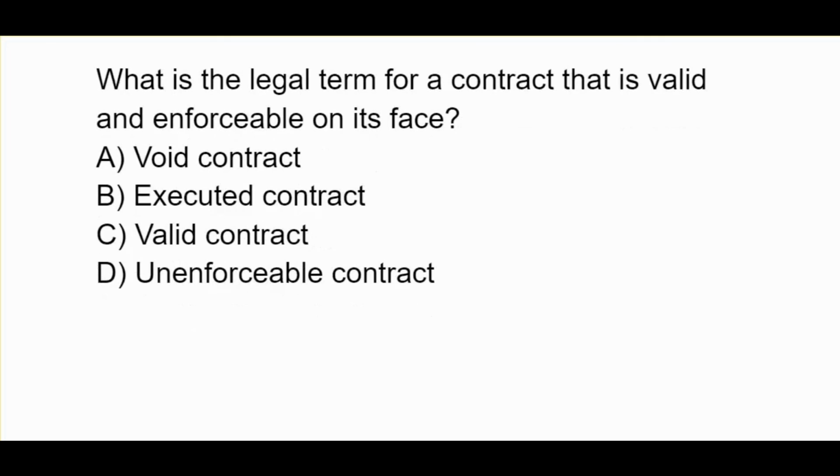What is the legal term for a contract that is valid and enforceable on its face? A. Void contract. B, executed contract, C, valid contract, D, unenforceable contract.